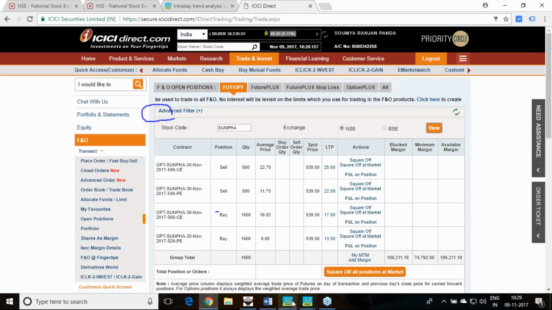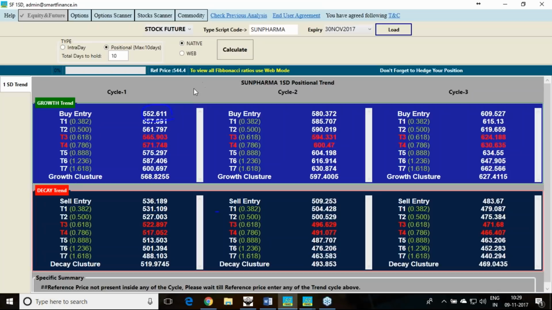We'll go for a little bit of trend analysis on that. Taking today's price as a reference, 544 as the reference future price, if I analyze, I am getting that for the coming 10 days its price projection will be: first cycle till 600, second cycle till 630, third cycle till 662. In the same way for the downtrend 488, 463 and 440. So these are the three cycles, uptrend and downtrend.